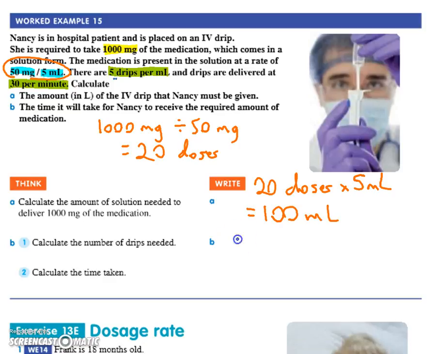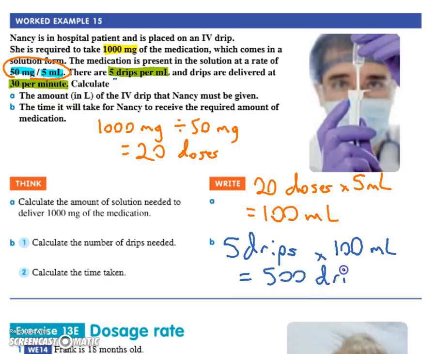So what we do is we go the 5 drips times 100 mil. Gives us what? Thank you. 500 drips. Excellent. So that's that done. Now, we now have to work out the time. How do we do it? We got 30 per minute. So 30 drips per minute.